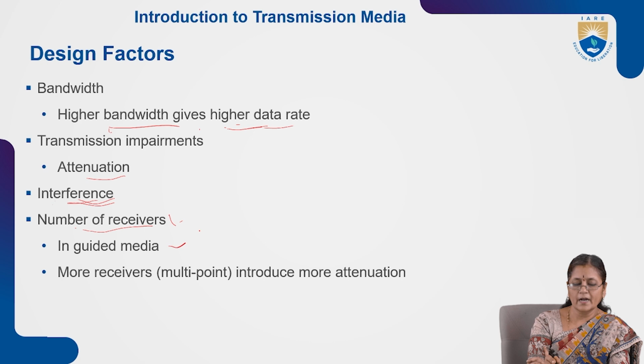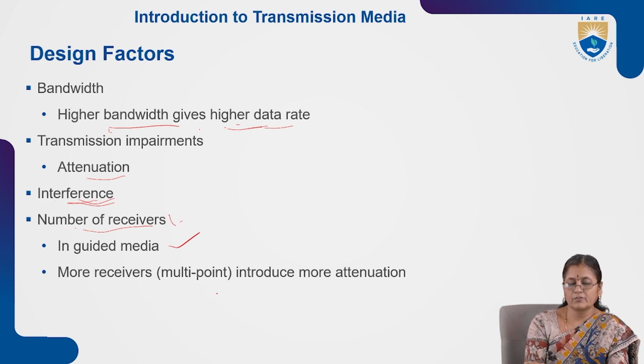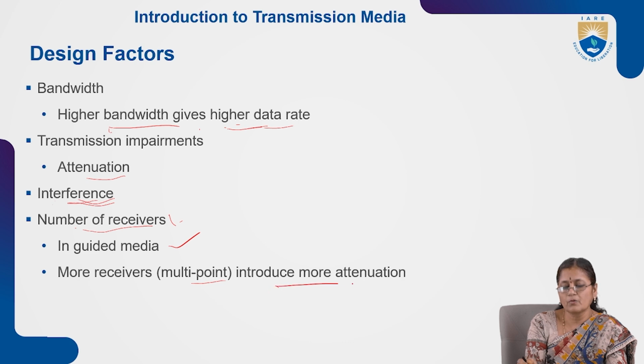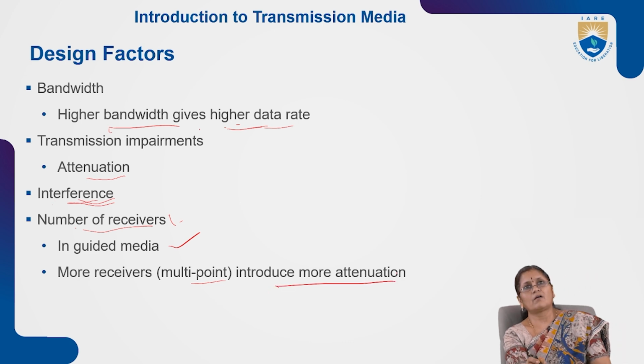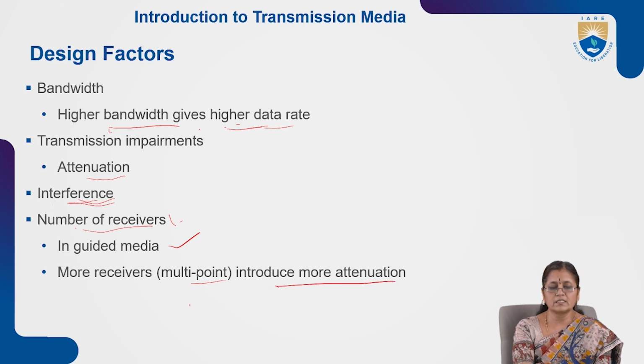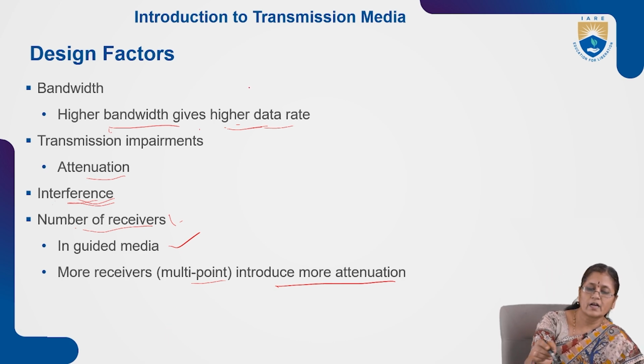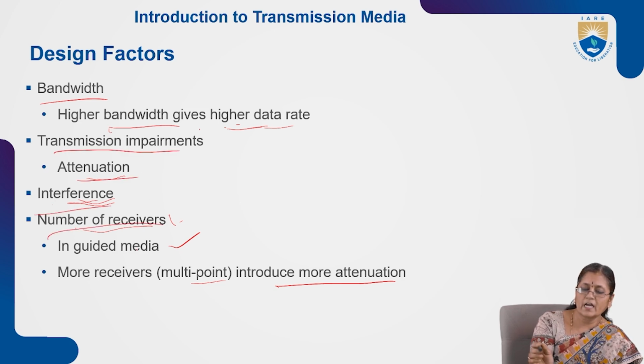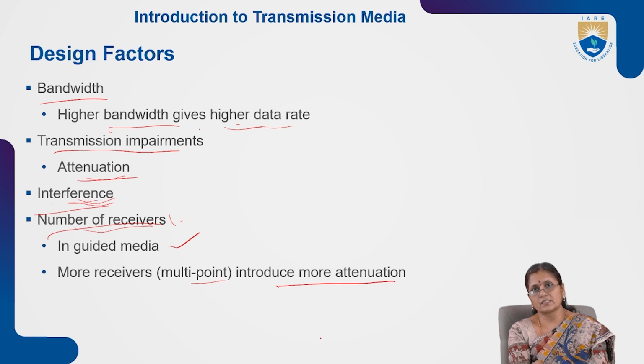This applies in the guided media: more receivers. If we have more receivers, we can also call it multi-point. Having more receivers introduces more attenuation. Hence, all these factors have to be considered while designing a transmission medium. So these are all the design factors: bandwidth, transmission impairments, attenuation, interference, and the number of receivers for the guided media. More receivers means more attenuation.